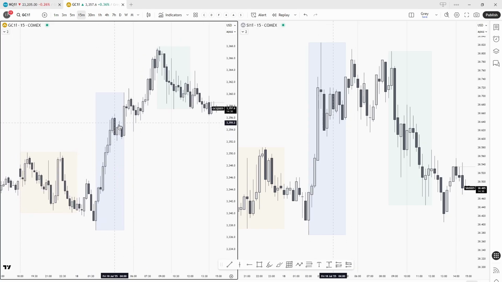But going into the session, we were in a consolidation. We haven't taken this low. And on the silver, we also haven't taken this low, so this doesn't seem to be good price action, and the price didn't want to expand higher because when the price is expanding, it will be having a shallow retracement followed by large expansions.